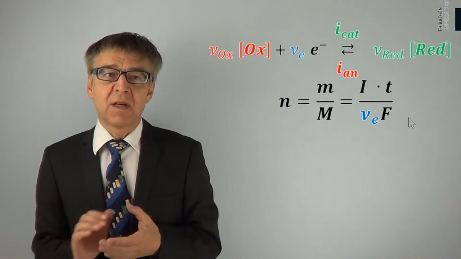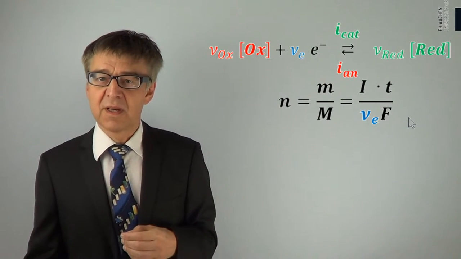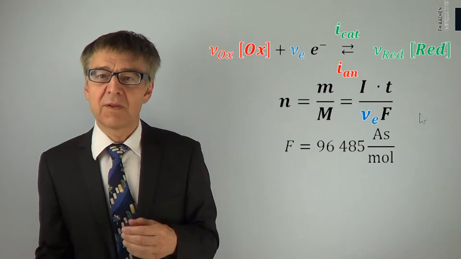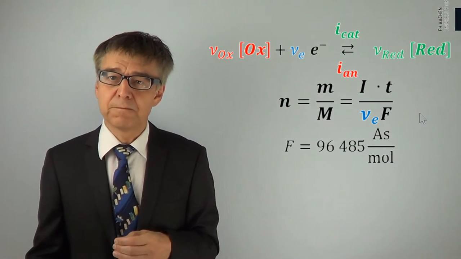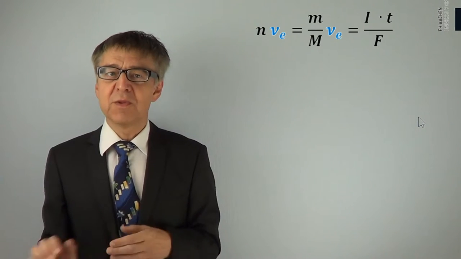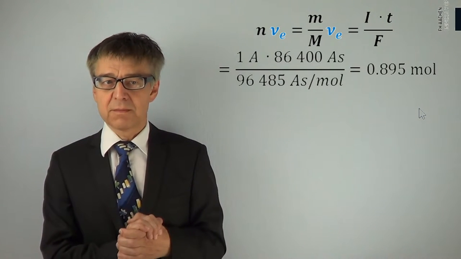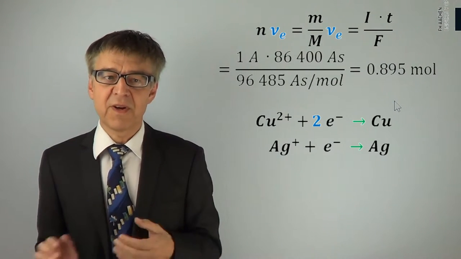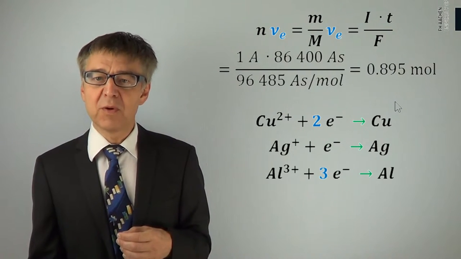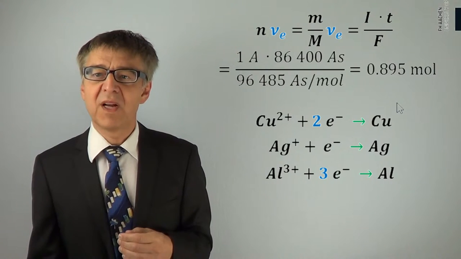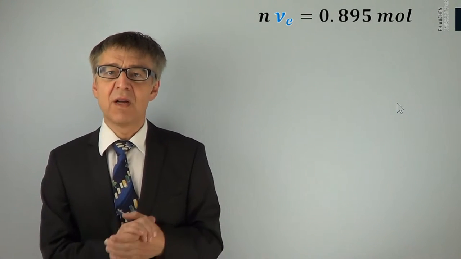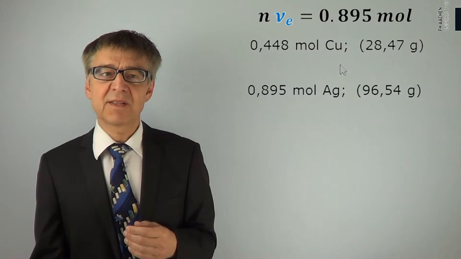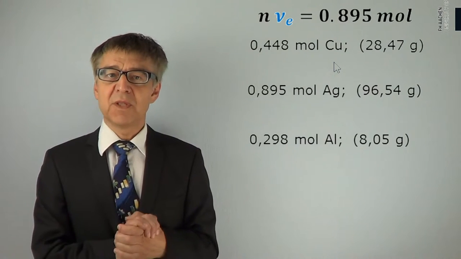The Faraday constant corresponds to the charge of 1 mole of electrons, 96,485 coulombs per mole. If we allow, for example, a current of 1 ampere flowing for 1 day, then this corresponds to 0.895 moles of electrons. We need 2 moles of electrons to deposit 1 mole of copper. We need 1 mole of electrons to deposit 1 mole of silver, and 3 moles of electrons to deposit 1 mole of aluminum. So according to Faraday's law, 28 grams of copper, 96 grams of silver, and 8 grams of aluminum will deposit.